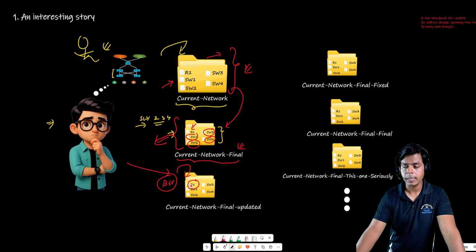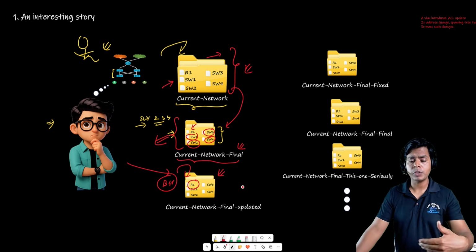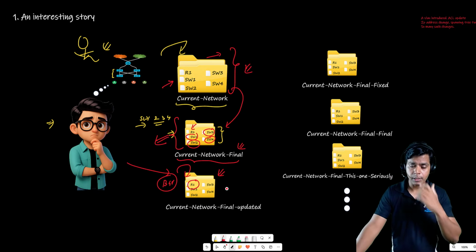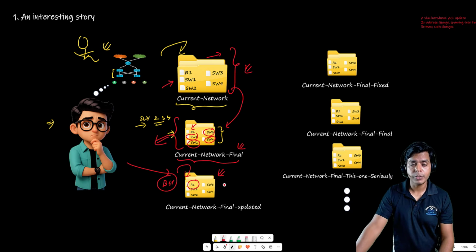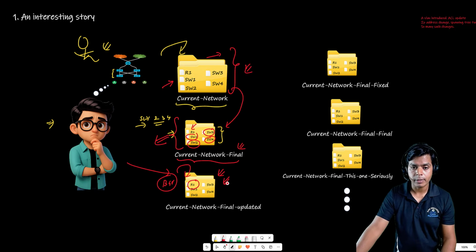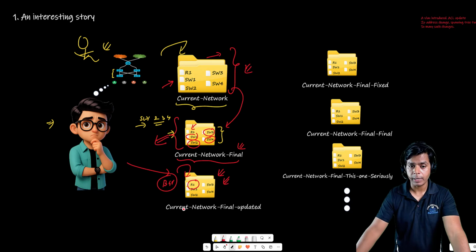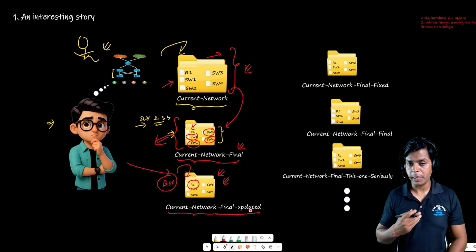Again, the process is the same. He's creating another folder here and putting all the 5 files. You must be wondering, Mr. Vishnu, why 5 files? The reason is that he wants to have everything in one folder. Now he has the third folder and he's going to give the name just like this: current network final updated. Interesting. And we all do such naming, believe me.